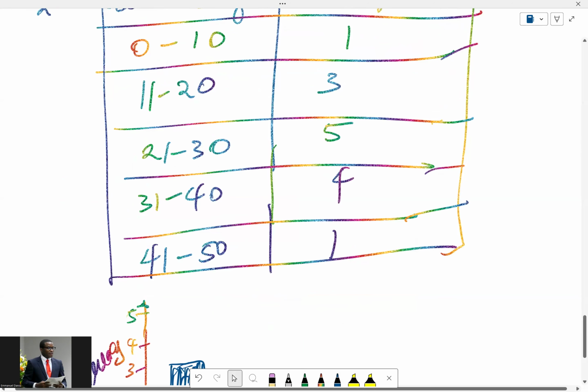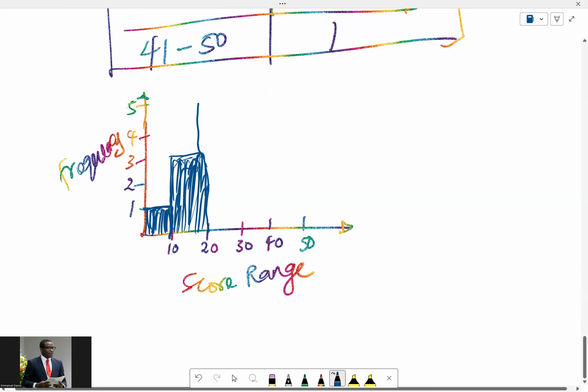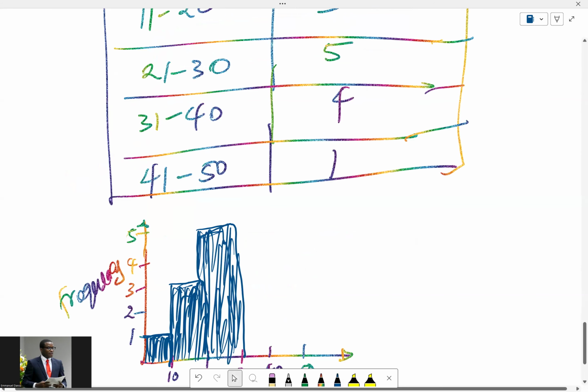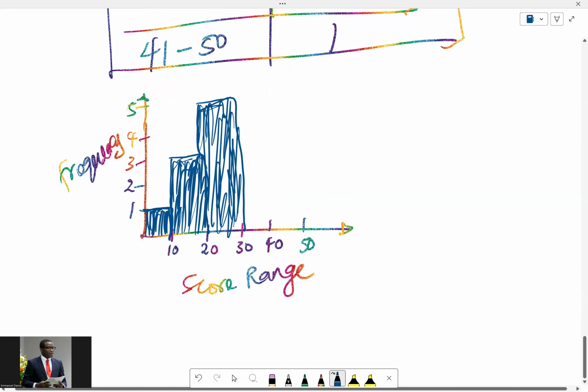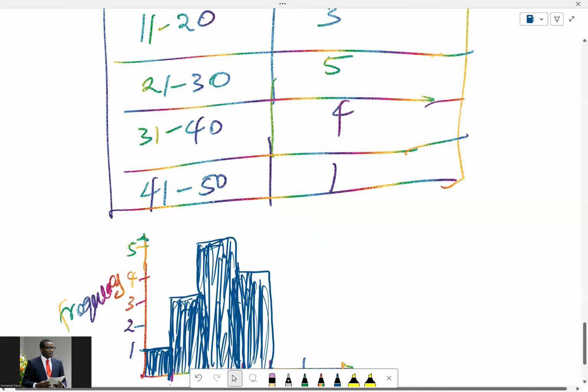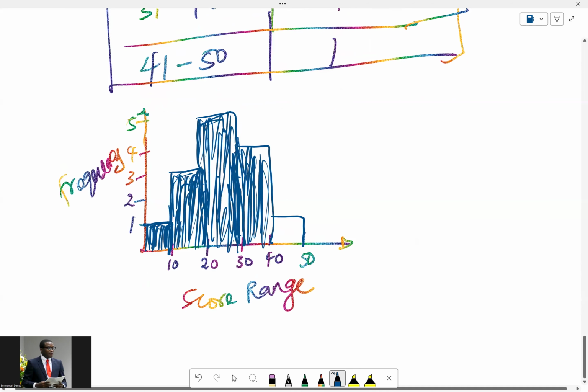Then you have 21 to 30 is 5. So we go up like this. 21 to 30 is 5. Then 31 to 40 is 4. So something like this. 31 to 40 is 4, because we have all these lines demarcating. Then we have 41 to 50 to be 1 again. Yeah, something like this, right?